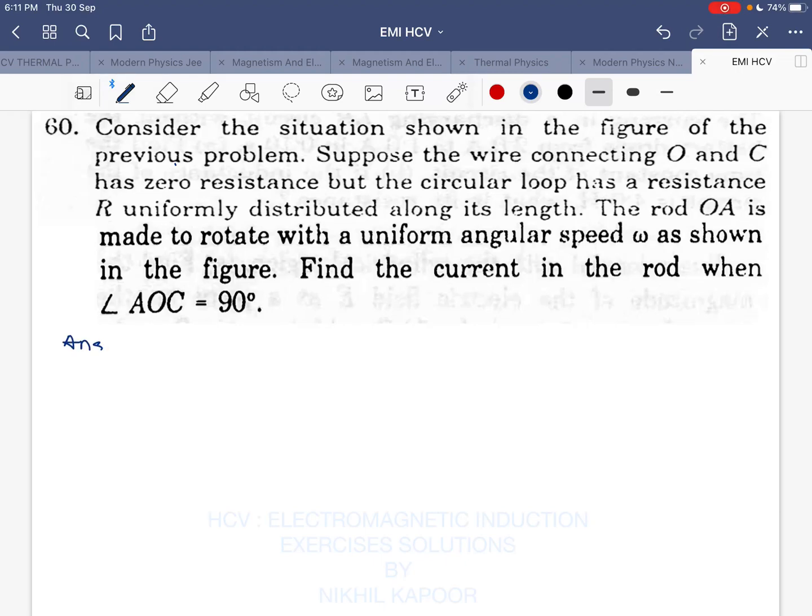So let's start with the 60th example. Consider the situation shown in the figure of the previous problem. Suppose the wire O and C has zero resistance. Okay, so in the previous problem, what is there?